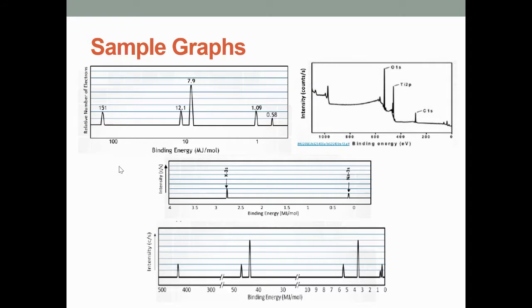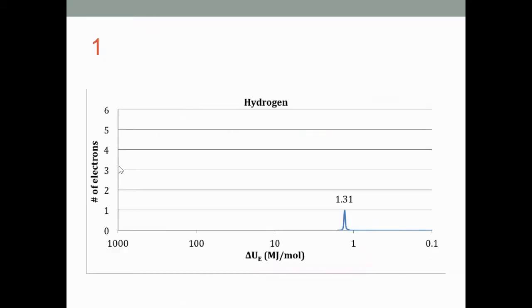So these are just some examples of the graphs, but I want to show you a specific one that's very simple: hydrogen. So here's a hydrogen atom. And we all know that hydrogen has one electron in it. And so you'll notice the peak is at 1 here because there's only one electron. And the energy to remove that one electron from an atom is 1.31 megajoules per mole. So it takes a certain amount of energy to remove electrons from an atom. In this particular case, the PES tells us that's 1.31 megajoules per mole.